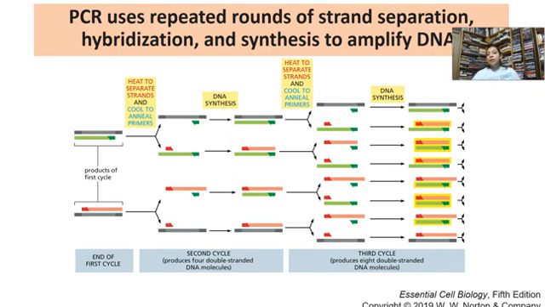And then it will continue on in each subsequent turn until you get to, typically, around 30 cycles. And 30 to 40 cycles will give you a lot of copies of your desired DNA.